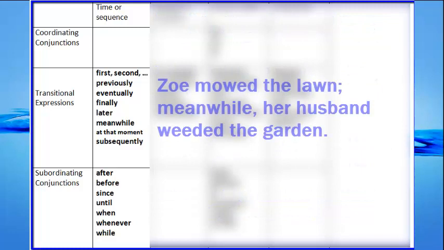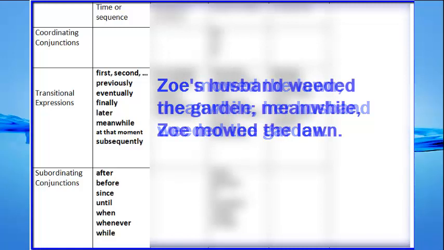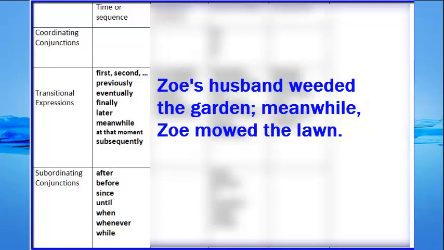Let's look at the words meanwhile and while. Zoe mowed the lawn. Meanwhile, her husband weeded the garden. Zoe's husband weeded the garden. Meanwhile, Zoe mowed the lawn. When you use the word meanwhile, the independent clauses can be switched around.